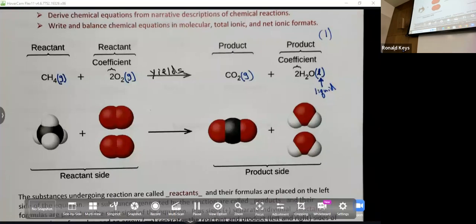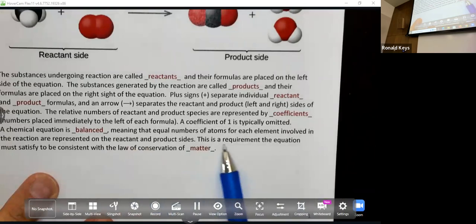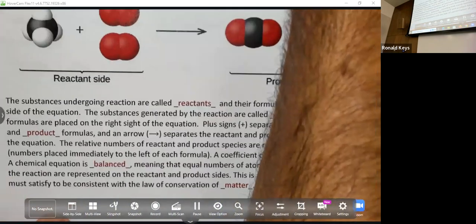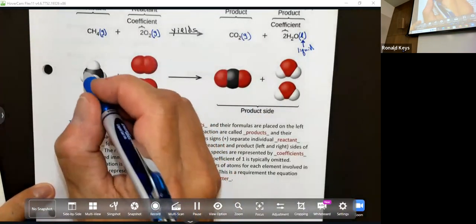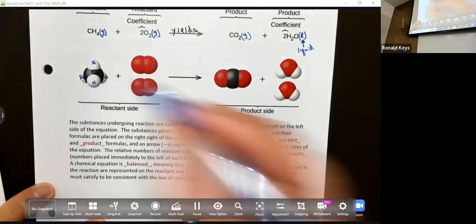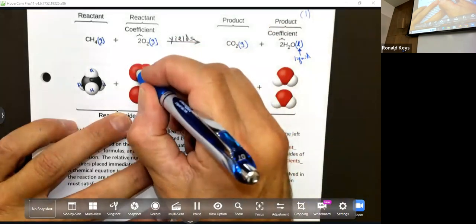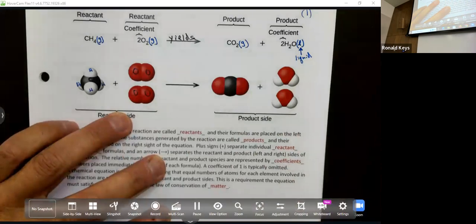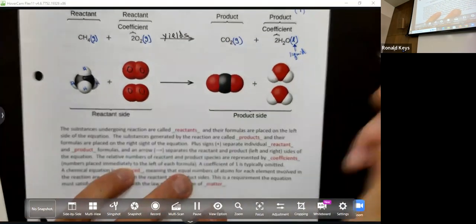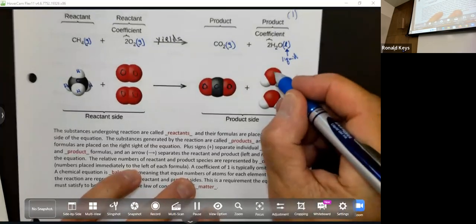And to balance that, because we are going to balance our equation to make sure it meets the requirement the equation must satisfy to be consistent with the law of conservation of matter. Balancing is a shorthand way to write these out. This is a carbon, hydrogen, hydrogen, hydrogen, hydrogen. Notice this is just natural gas burning. It combines with O2 from the air. The O2 that we breathe is a diatomic molecule, two oxygens hooked together. And we are going to get carbon dioxide, CO2, and we are going to get water.